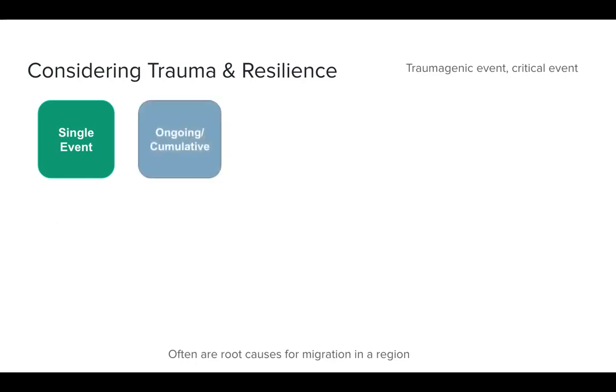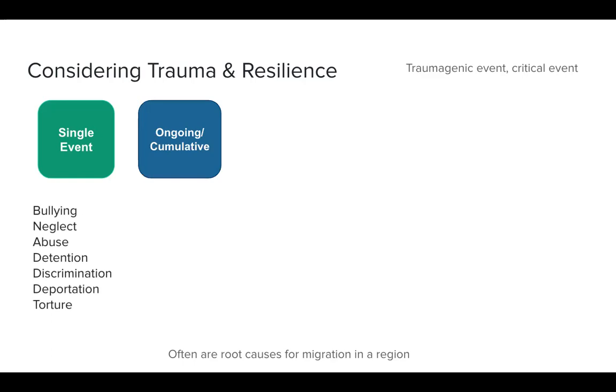So it could be a single event, such as assault of any kind, or a natural disaster, or witnessing the death of a loved one. Or it could be ongoing or cumulative traumagenic events such as bullying, neglect, or abuse, detention or incarceration, deportation, ongoing discrimination, and also torture.